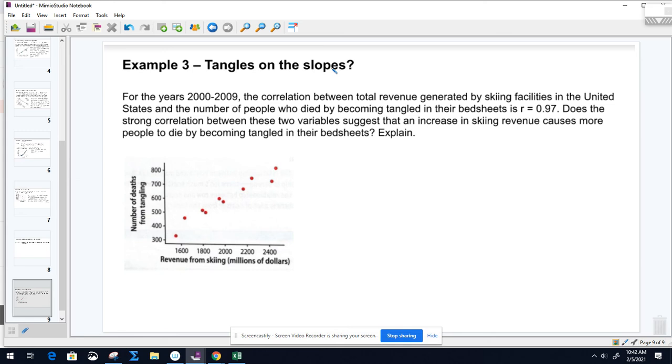And you can see that it's also linear. Does the strong correlation between these two variables suggest that an increase in skiing revenue causes more people to become tangled in their bed sheets? Hopefully we clearly know that that's not true. But as we're looking at this problem and describing it, explain our answer. So does it? Probably not.